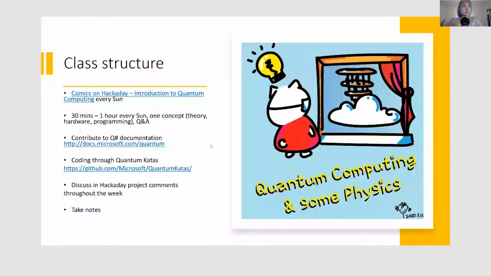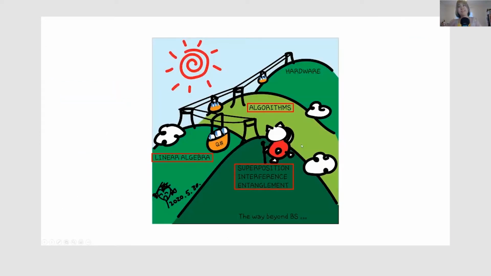Thanks. The materials that we use in the class, we refer to the Microsoft Q# documentation, and we also use the quantum katas for exercises. So today we're going to also do a kata. Actually, a kata is singular.